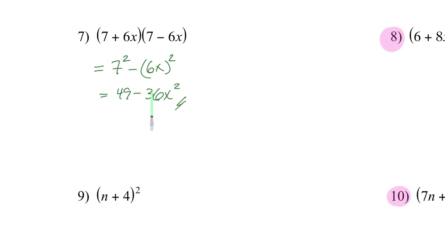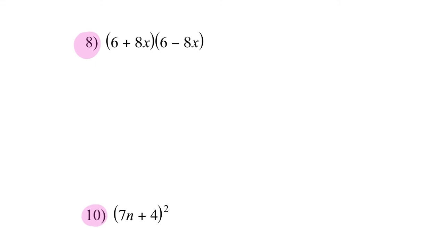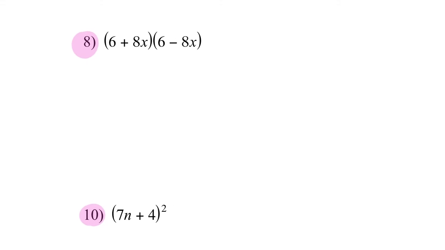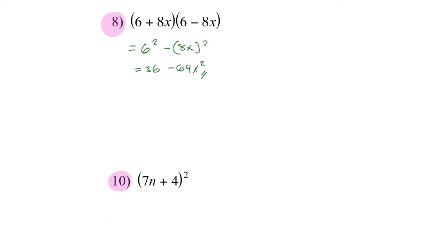If this is hard, or you want to be sure, you can just FOIL, and at the end, those ones in the middle are going to cancel out. So again, I have a conjugate pair because it's 6 plus 8x, 6 minus 8x, so it's 6 squared, first one squared minus the second one squared. So it's 36 minus 64x squared. That's it. So we cannot simplify.